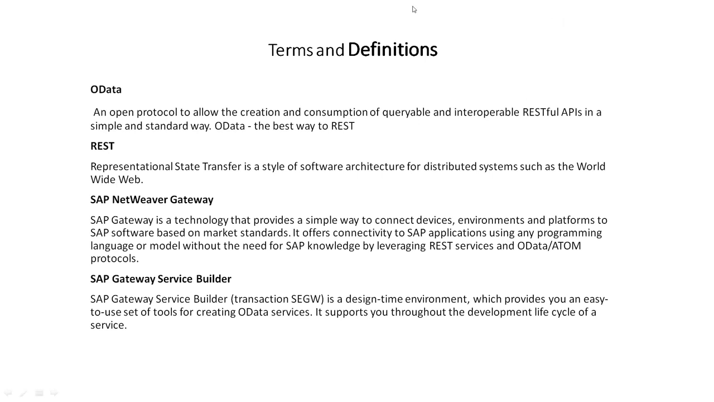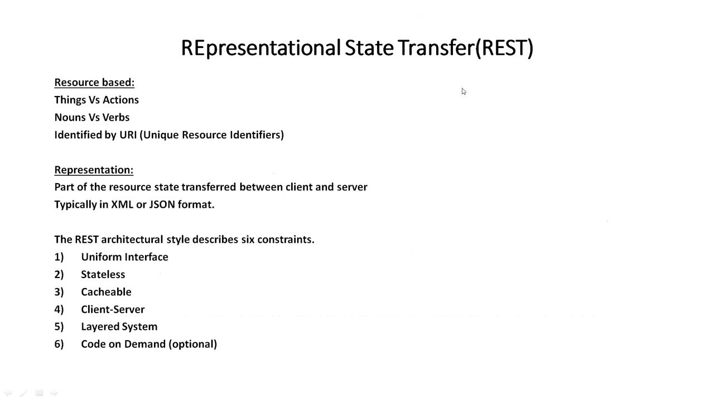Let's see what REST means. REST means representational state transfer. This software architecture is explained through two tenets and six constraints. Let's see what the basic principles of RESTful APIs are and what the constraints are in order for a service to be qualified as a RESTful API.